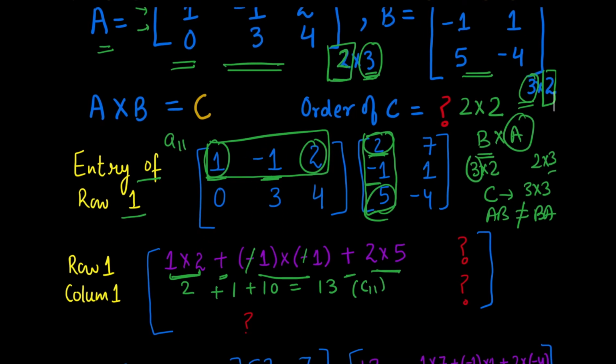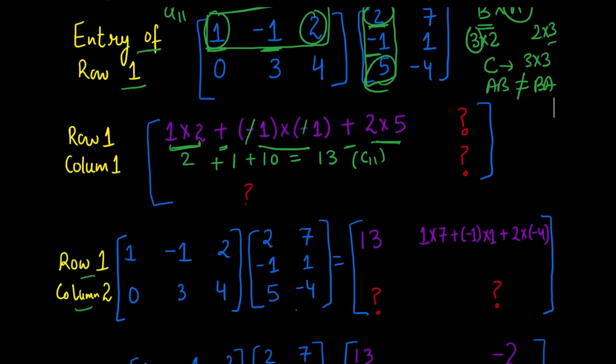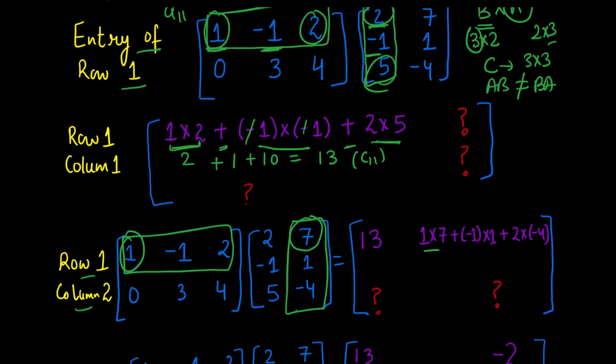Now let's begin with the first row and second column. Okay, so you have to select again first row and second column and again multiply each element. So 1 will first multiply by 7, plus minus 1 will multiply by 1, plus 2 will be multiplied by minus 4. So 1 times 7 is 7, minus 1 times 1 is minus 1, and then 2 times minus 4 is minus 8.